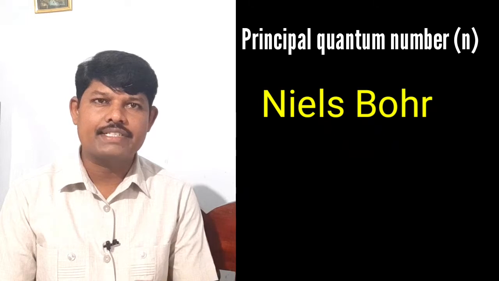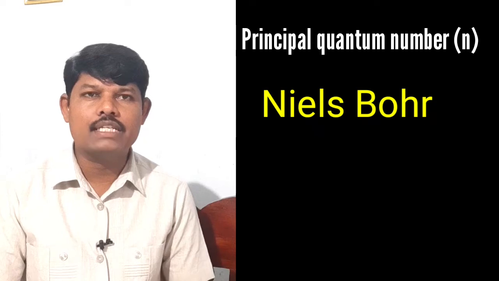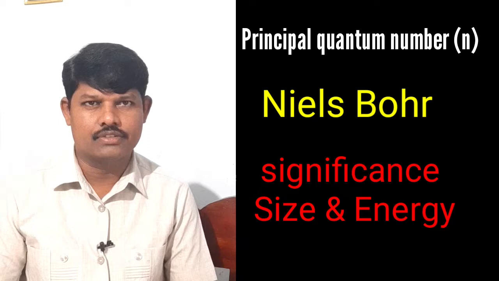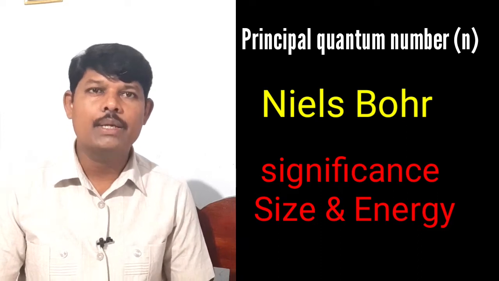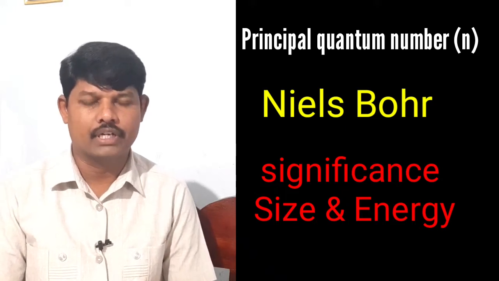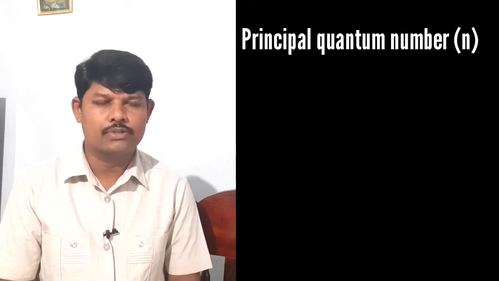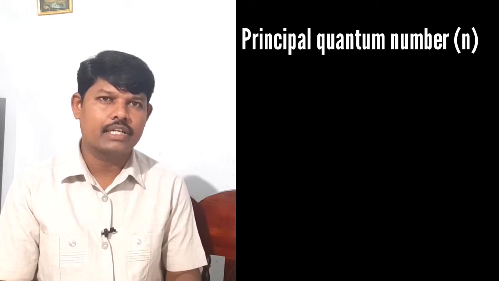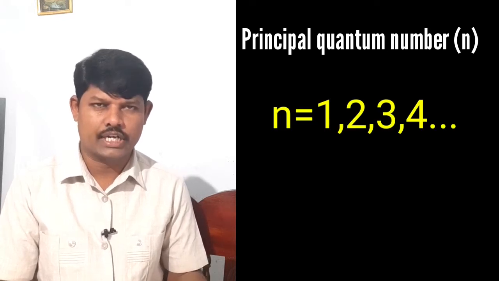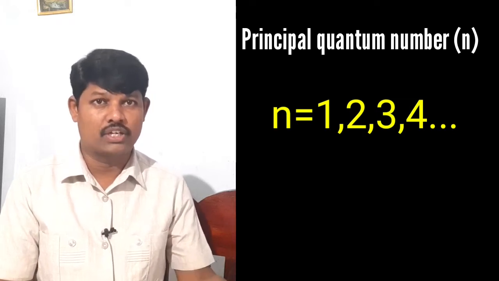What is the significance of the principal quantum number? The principal quantum number is related to the size and energy of the main shell. The size and energy of the main shell are described by this principal quantum number. It is denoted by small n. What are the values of n? n equals 1 means first shell, n equals 2 second shell, n equals 3 third shell, n equals 4 fourth shell, and so on.